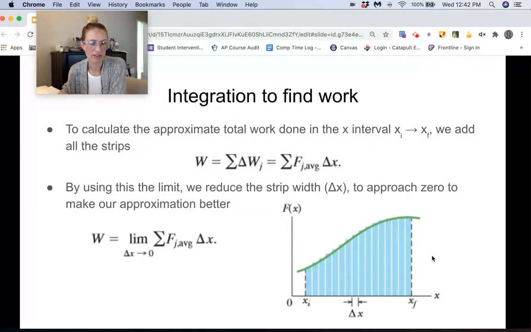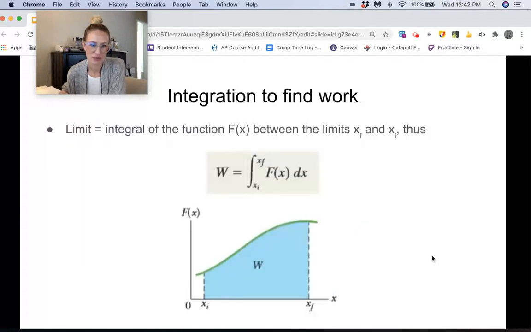Using the limit, we can reduce our delta x's down to 0, and we get a more exact approximation. Of course, we can then rewrite this as the integral. The limit, remember, is the integral of the function f of x, so the force as it changes with position, between the limits of the initial position and the final position. So this is what we get, and this is why we integrate. We've gone through this before, but again, this is how and why we integrate in order to find the work here.